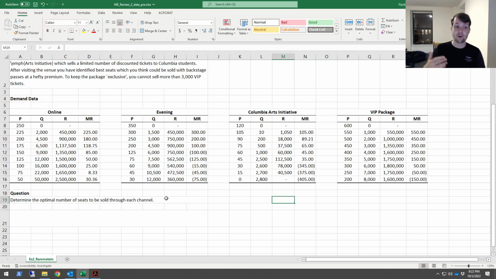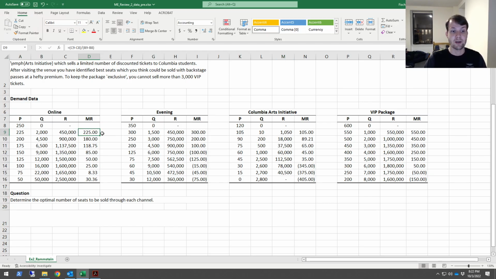Who do we sell the first seat to? If we sell the first seat, or technically 225 seats, online, we're going to make $225 per seat. If we sell them in the evening counter, we're going to make $300 per seat. If we sell them through Columbia Arts Initiative or CAI, we're going to make $105. And if we sell them as VIP packages, we make $550.